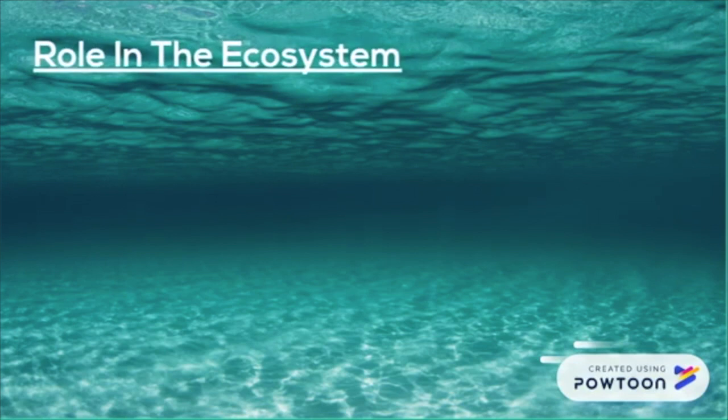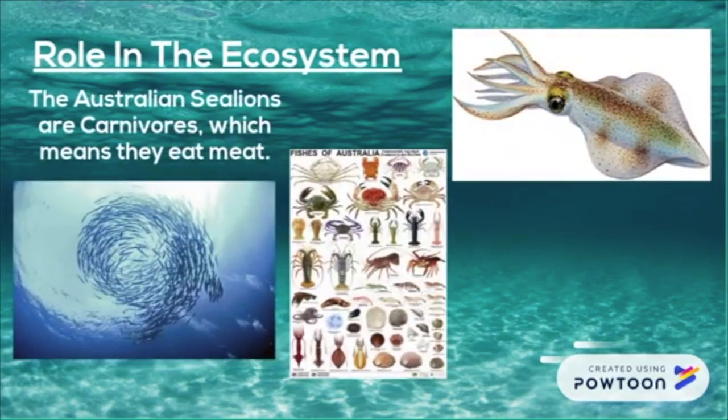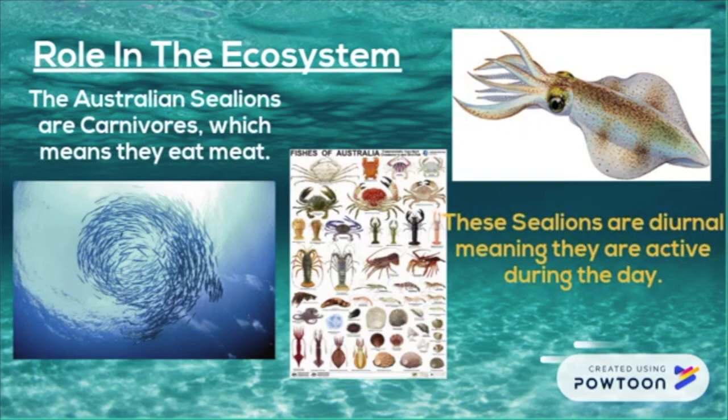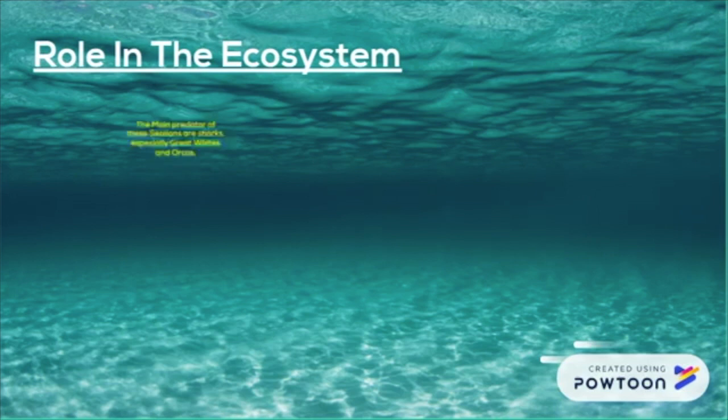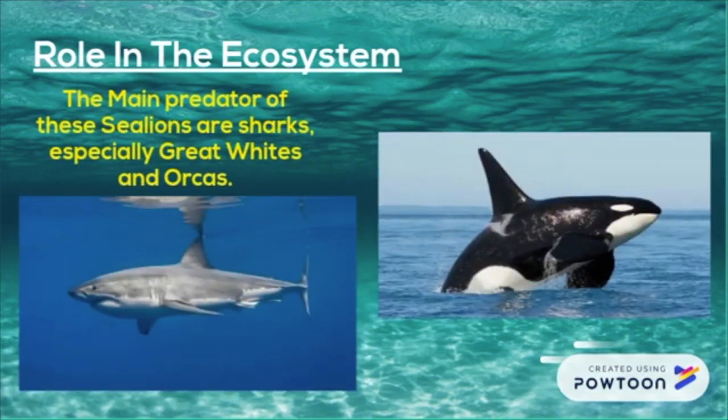The role in the ecosystem. The Australian sea lions are carnivores, which means they eat meat. They eat fish, crustaceans and squid. These sea lions are diurnal, which means they're active during the day. The main predators of these sea lions are sharks and orcas.